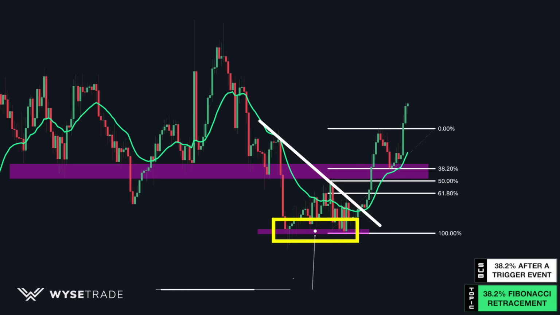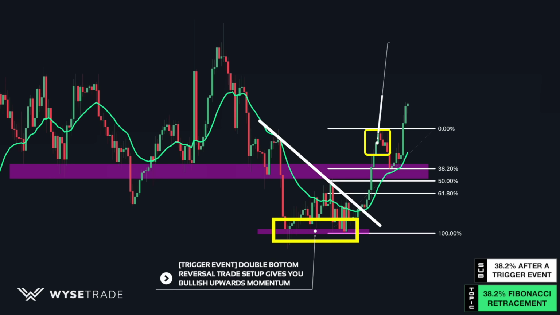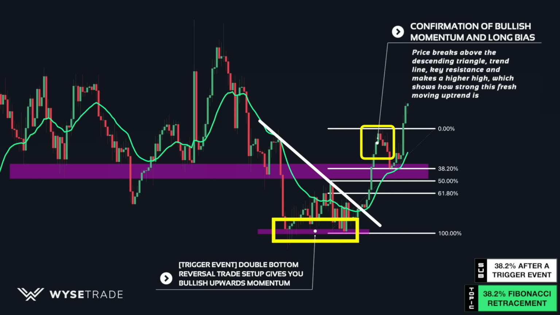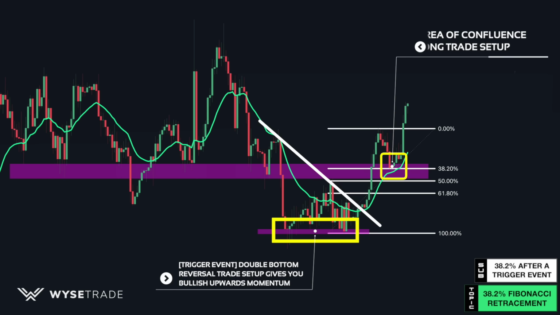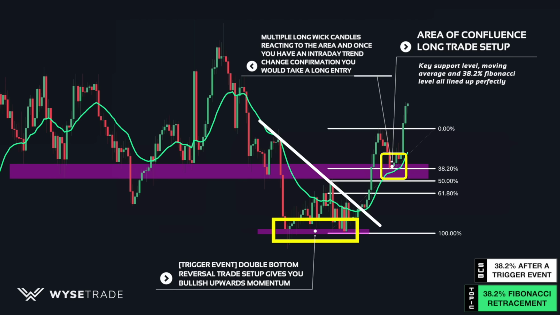This double bottom trade setup here is your trigger event. Price then breaks above the descending triangle pattern and trend line, breaks through the key resistance level, and makes a higher high, which shows how strong this fresh moving uptrend is. This here is then where your area of confluence trade setup resides, because the very key support level with multiple reversal points, moving average, and 38.2% Fibonacci level all lined up perfectly. As price reached the area, you had multiple candles with the wicks sticking out, showing a reaction. And once you had an intraday trend change confirmation, you would look for long entry points.